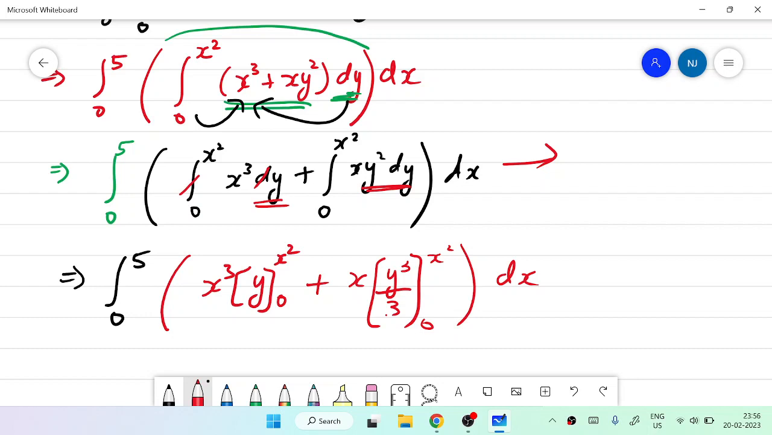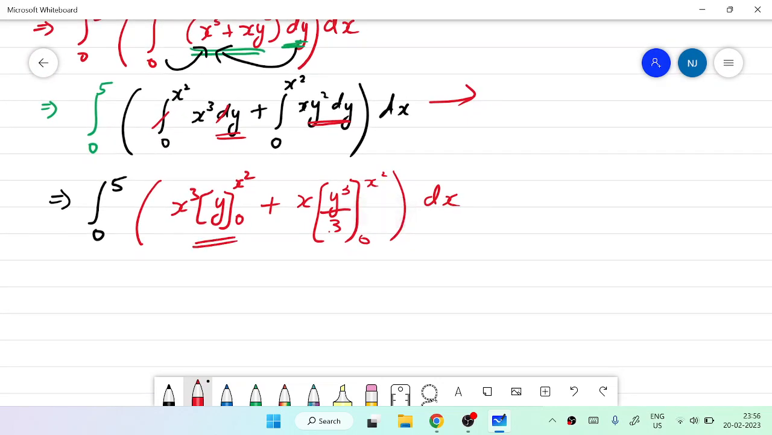Okay, if you are considering the dy terms, you have to integrate that with respect to y, right? Then you have to take the upper limit minus the lower limit. So it's like integral over 0 to 5, x cube into upper limit minus lower limit, which will give you x square minus 0. Understood? x square minus 0.